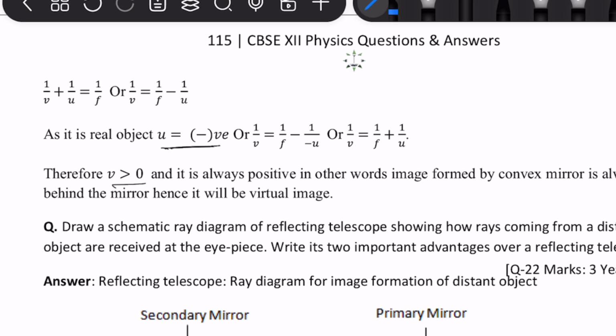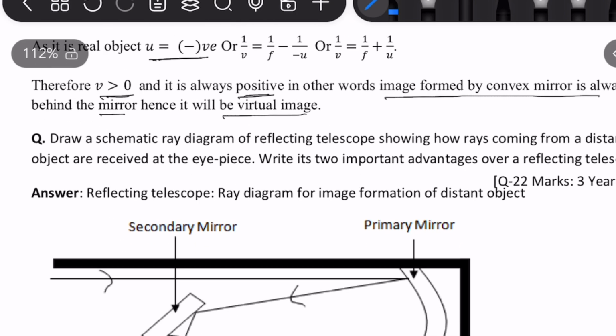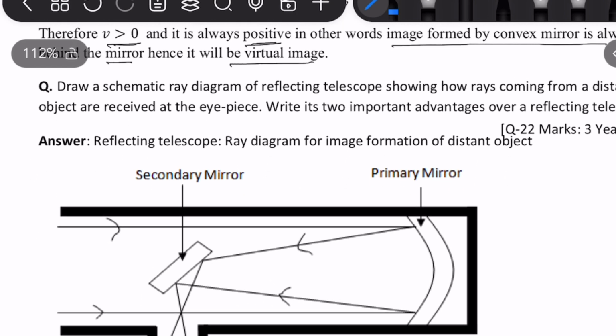Since V is greater than 0, V is always positive. In other words, the image formed by a convex mirror is always behind the mirror. Hence, it will be a virtual image. Correct? Now, next question.